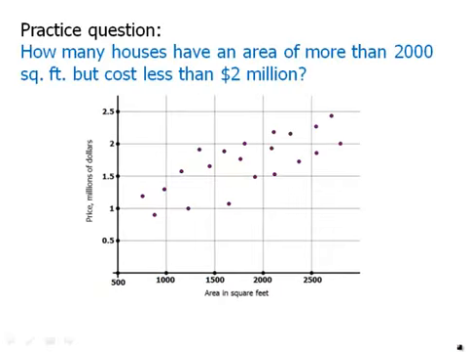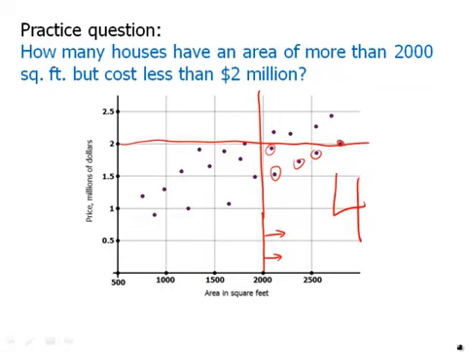Here's a practice question. Pause the video and then we'll talk about this. Okay, how many houses have an area of more than 2,000 square feet but cost less than $2 million? So here's 2,000 square feet. They have to be over here. And here is $2 million. So we're going to say that this point here is either at or a little above 2 million. So we're not going to count that. And it's only 1, 2, 3, 4. Those are the points that fit this criteria. There are 4 houses that have an area of more than 2,000 square feet but cost less than $2 million.